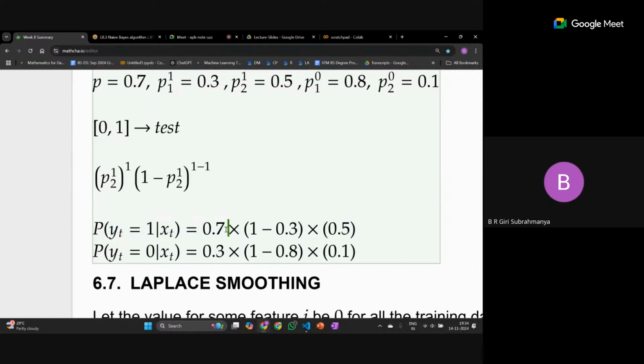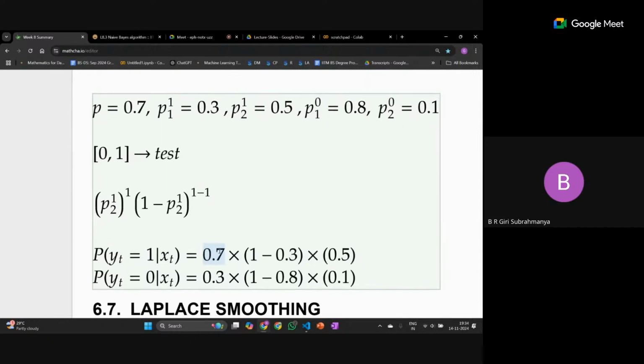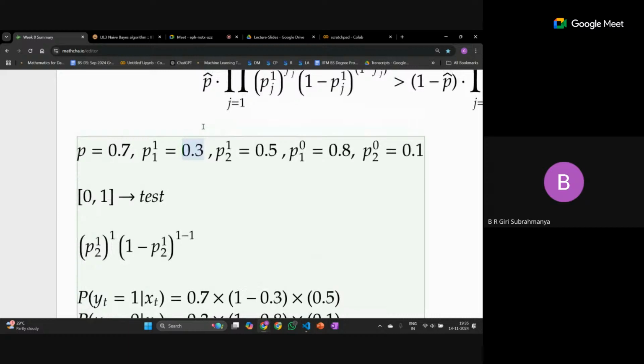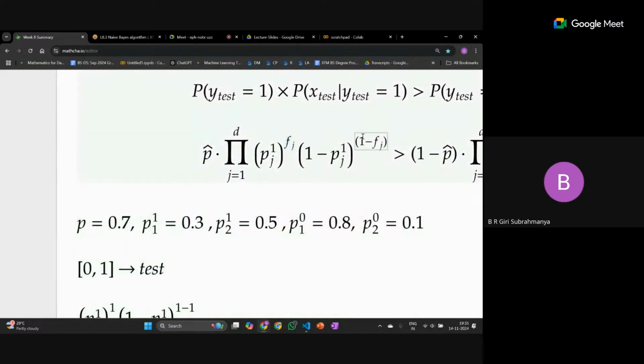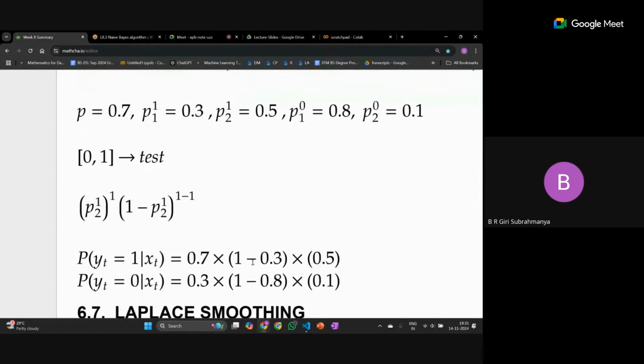will be given by, first you take 0.7 itself. You multiply that, now you have 0. That is, the word is not present, so this will be 1 minus that, just because the power turns out to be 0 here and 1 here. So you'll have 1 minus 0.3, which is 0.7 again. And for the next one, since the feature is 1, you will have 0.5 itself. When you multiply all these three, you're going to get this one.